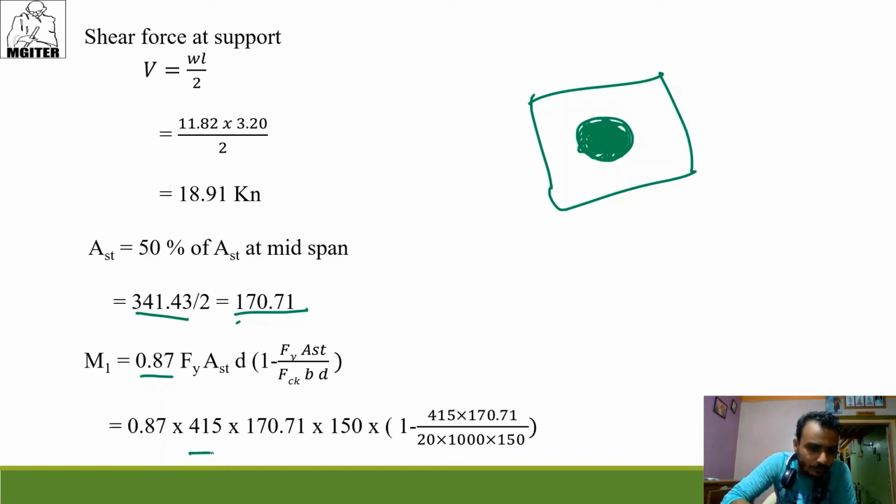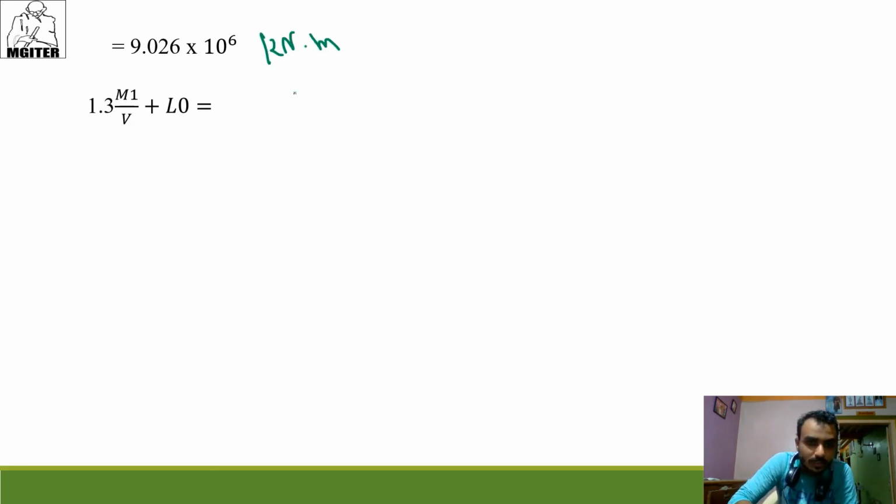0.87 Fy 415 AST 170.71 d is equal to 150 into 1 minus Fy 415 AST 170.71 divided by 20 into 1000 into 150. So M1 is 9026 into 10 raised to 6. Unit is, sorry, not kilonewton meter, it's Newton mm.